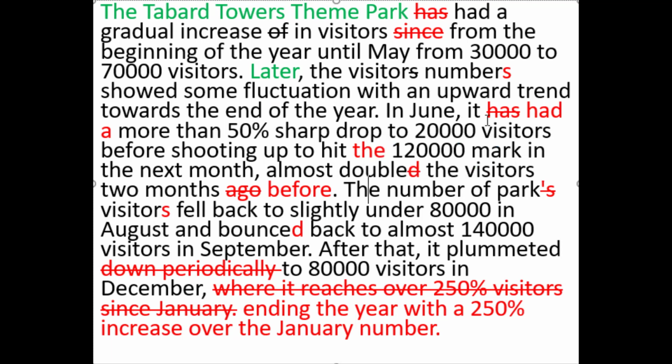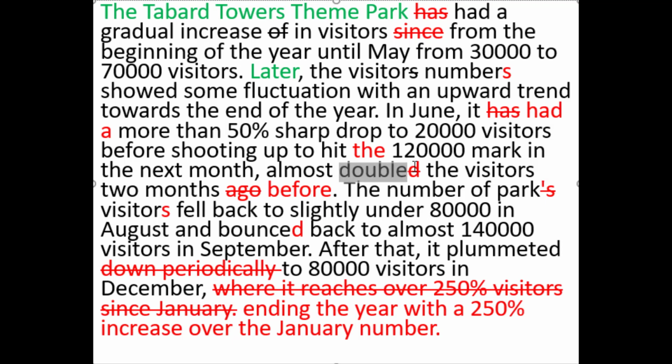Okay, in June it has. So here they use the present tense. I don't know why. Just be consistent. So past tense, past tense. So let's change this to past tense. Now the sharp drops are countable, so we're going to need an article. So a more than 50% sharp drop before shooting up to hit the. I do like the fact that they use the word mark, but we do need the article the. So hit the 120,000 mark.